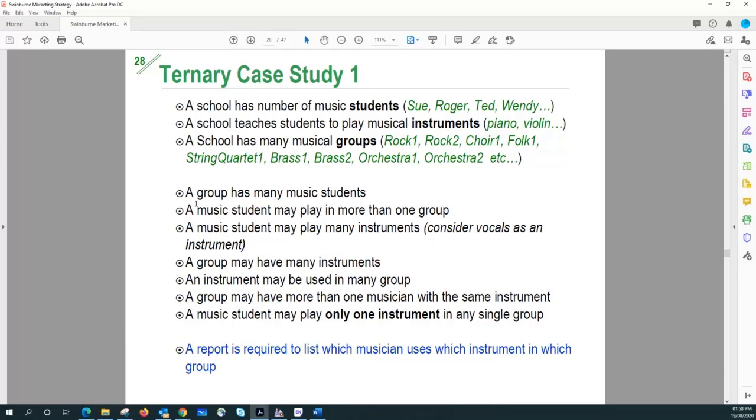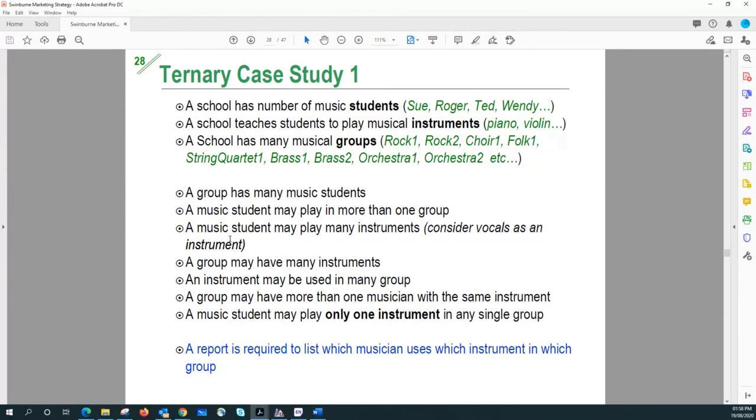The first business rule says a group can have many music students, so more than one student can be in a group. A music student may play in more than one group. If you think about one student, that student can play in more than one group. So there is no restriction for students to play in more than one. That's what it says.